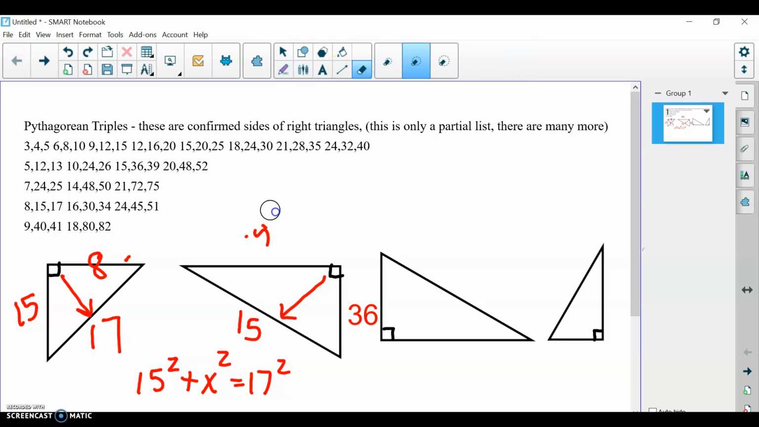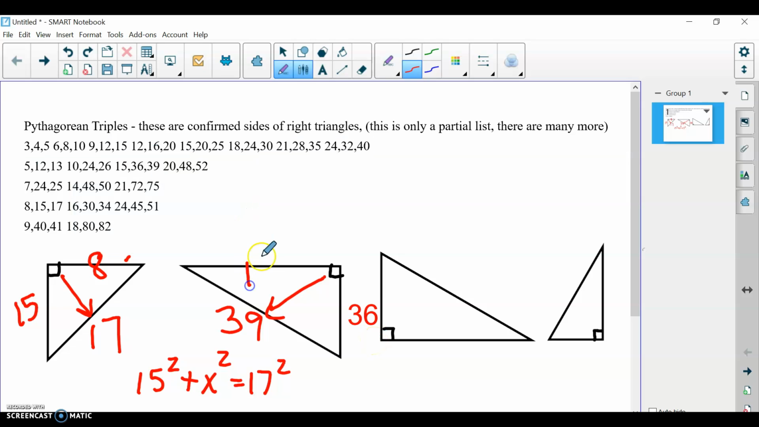Let's try erasing this quick. Let's pretend that that side is 36, this side is 15, although I know it doesn't look like it, and let's say this was 39. Now with 15, 36, 39, the biggest one is my hypotenuse, and a leg is 36, so yes, this side over here would have to be 15.